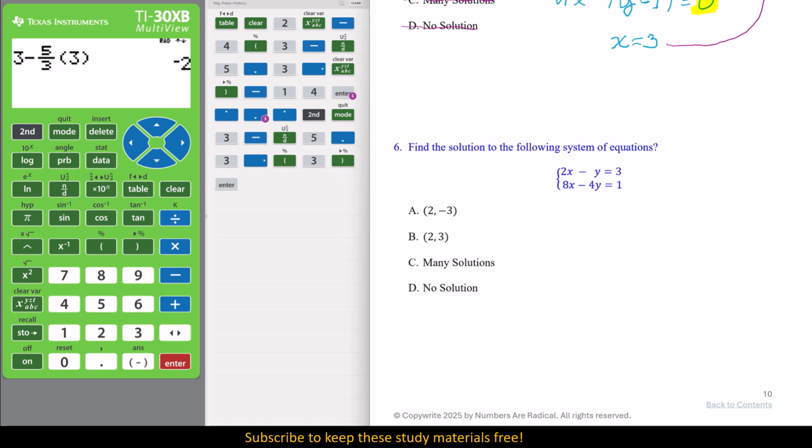Let's look at number 6. Okay. Find the solution to the following system of equations. Okay. Well, they're a little suspicious here because I have 2 here and 2 here. That's almost like handing it to me. I don't know about that, but I'm also seeing something else. If we divide the second equation by 4, it looks very similar.